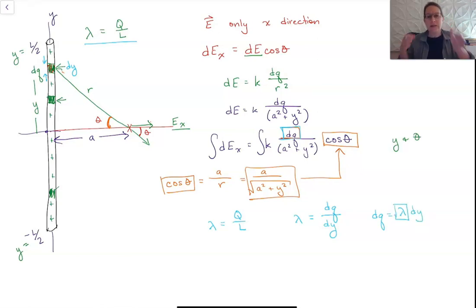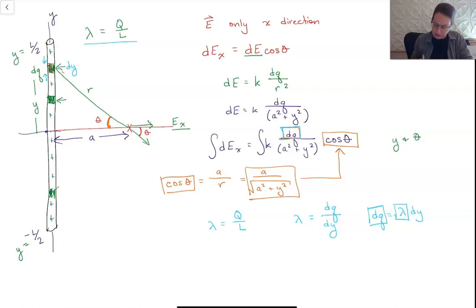So I can rewrite this to say dq is equal to lambda dy, where this lambda is a constant. It's however much charge per length, 4 coulombs per meter, 10 to the minus 6 coulombs per meter, whatever that charge density is. That's just set by however many plus charges I have, depending on how long that is. So I can substitute this right in there.